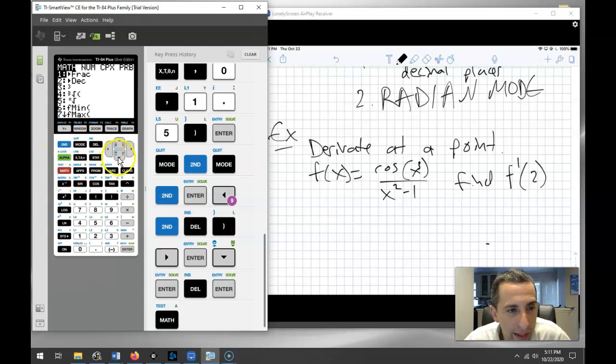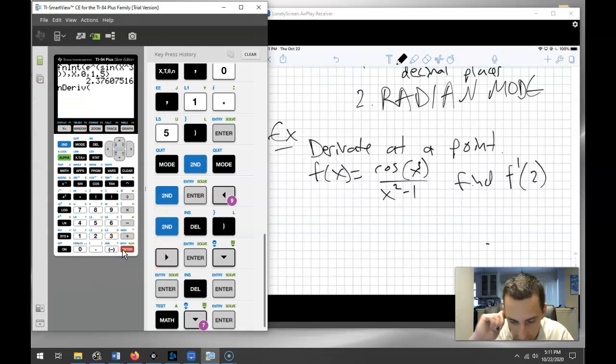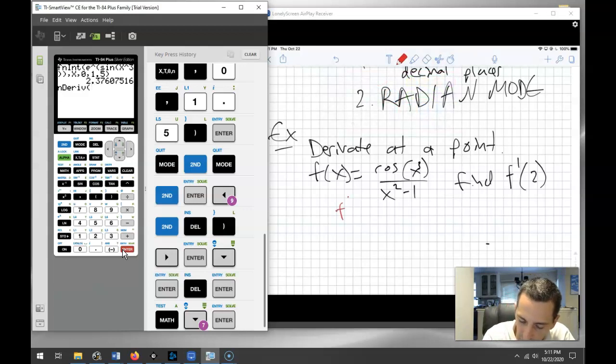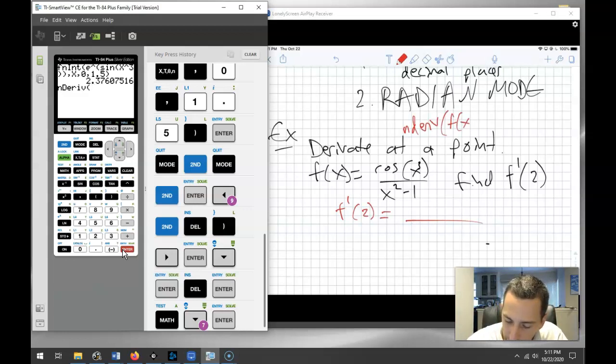So again, we'll go to math, and you're going to go down to number 8, and that option is NDeriv, which finds a numerical derivative. When you type this in your calculator, and you don't write this on the AP test, on the AP test you're just going to write f prime of 2 equals, and then the answer we're going to get in a sec. But on your calculator, you type in NDeriv, the function, x, and then the value that you want to take the derivative at.